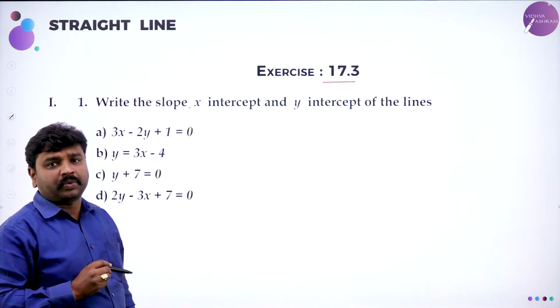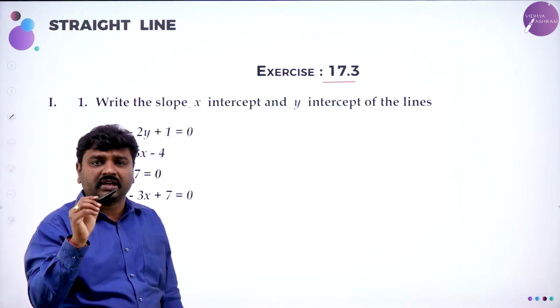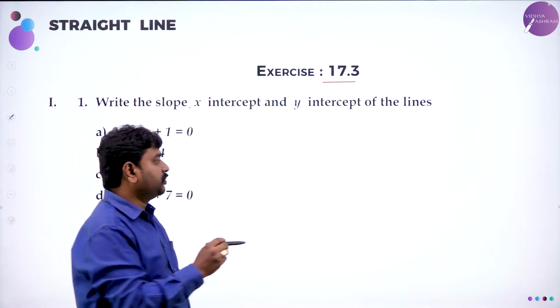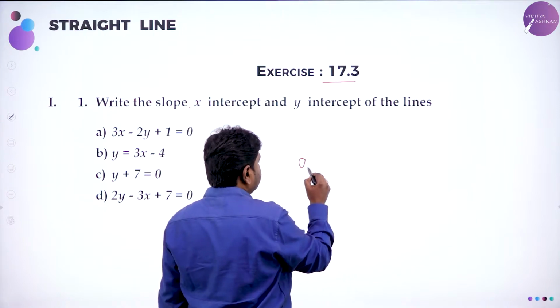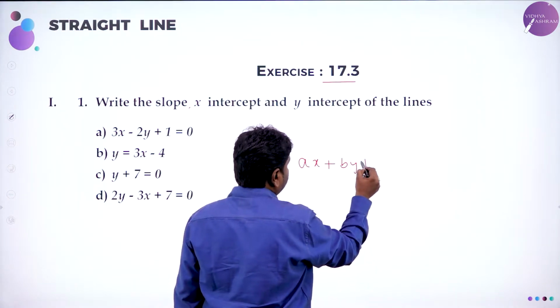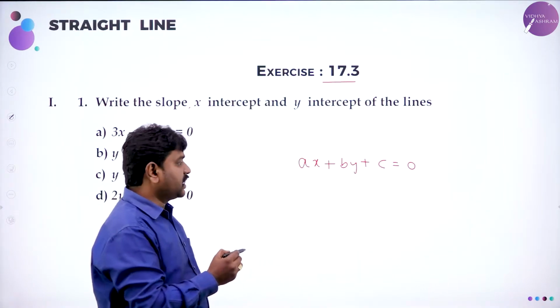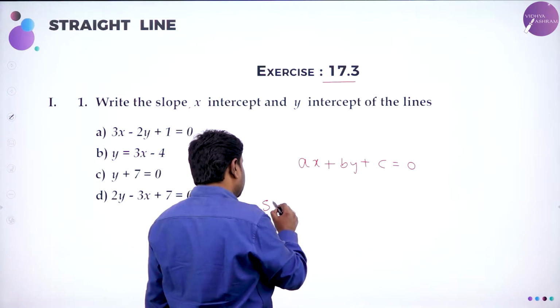Before we start this problem, first any line can be written in general form. General form means line in the form ax plus by plus c equal to 0. We call this as what? General form of line. For this line, slope directly we can calculate.